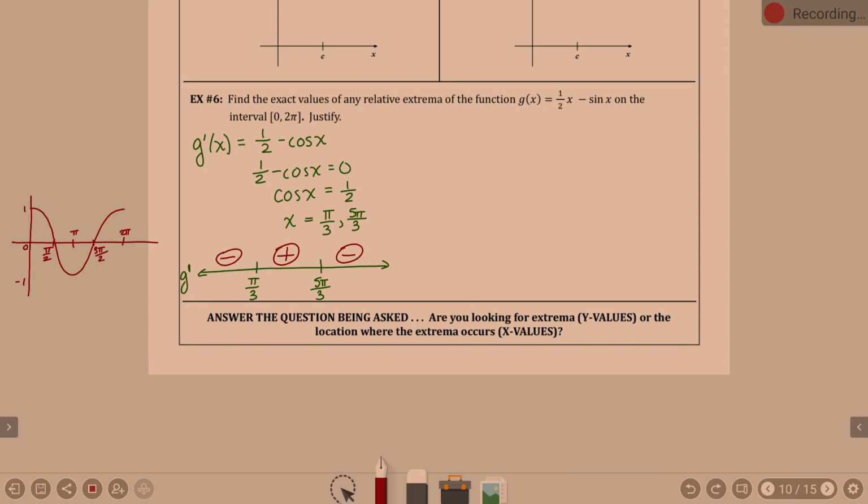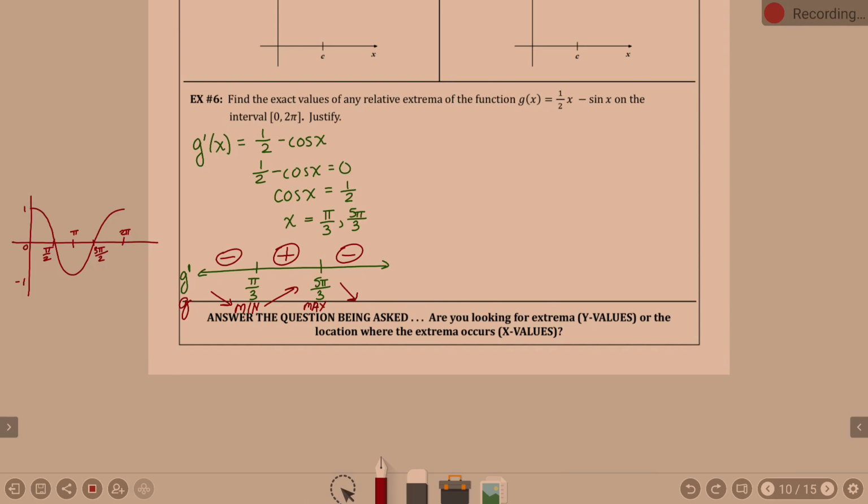But, okay, so what do we know here? Where the derivative is negative, my graph will be decreasing. Where the derivative is positive, my graph will be increasing. So there we're talking about the original graph. And then what do we know then? Pi over 3 is going to end up being a min. 5 pi over 3 is going to end up being a max.